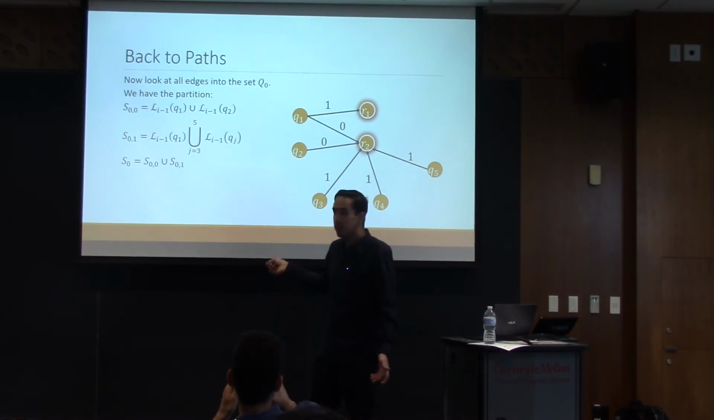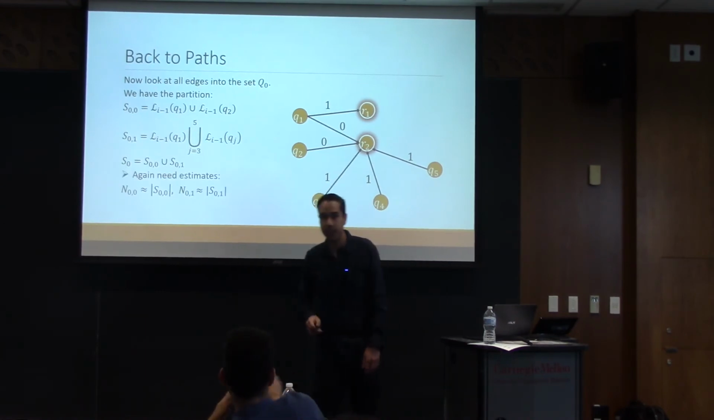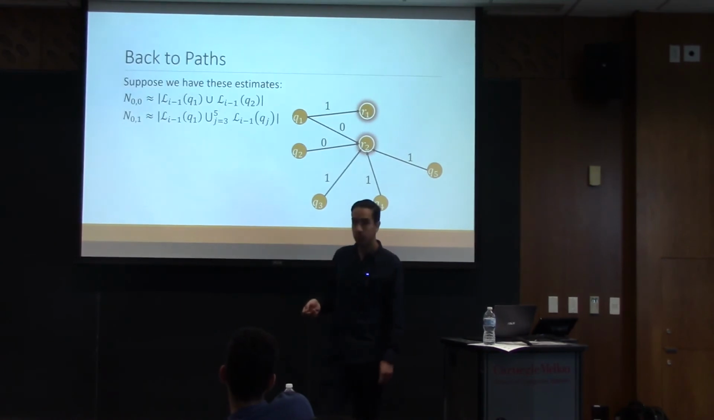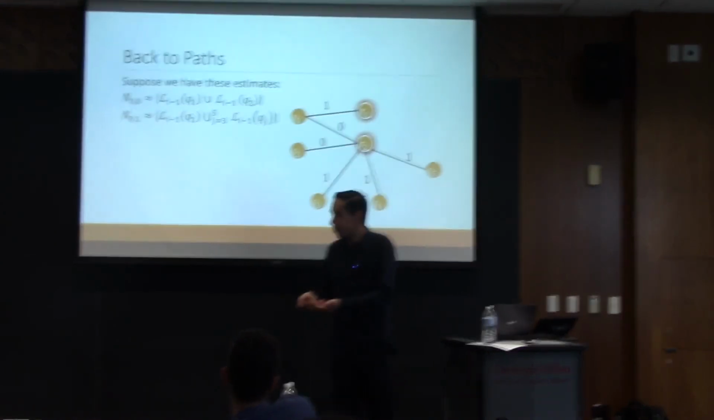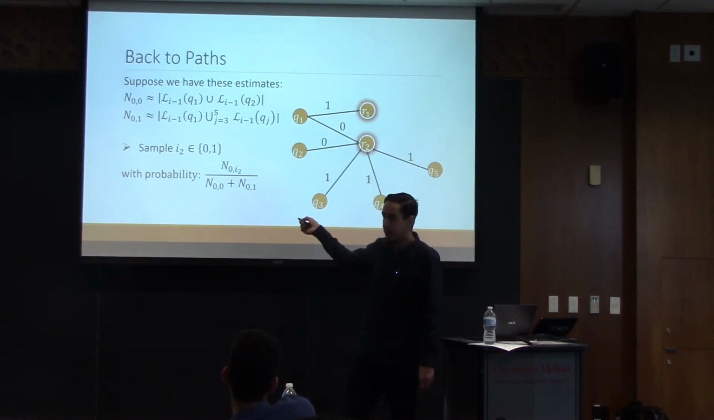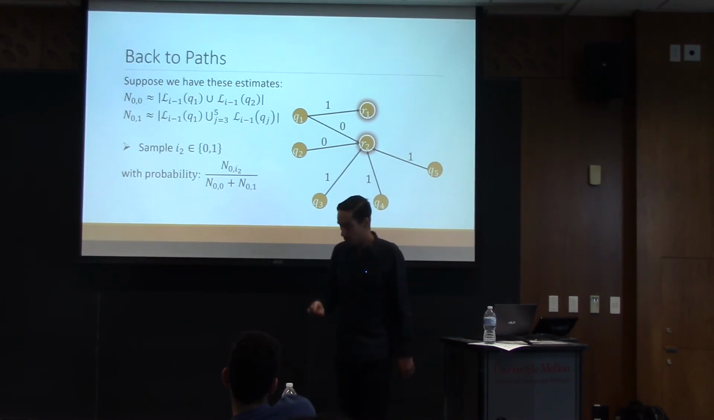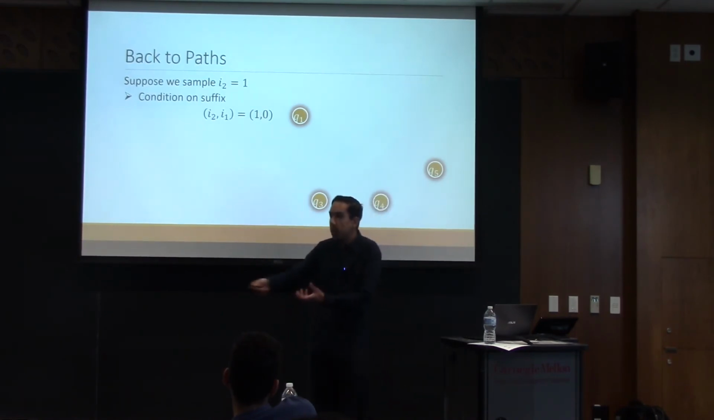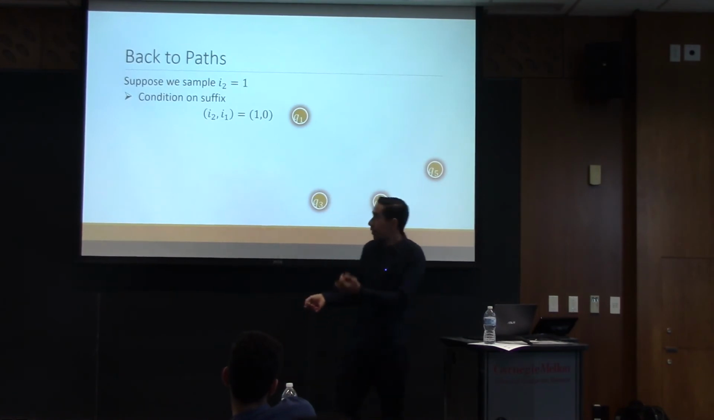So again, what do I need to do? I just need to estimate the sizes of these sets. So again, let's just assume that somebody gave me good estimates of the sizes of these sets. I flip another biased coin, and I choose the bit I2 between 0 and 1 with the right probability based on my estimates. So let's suppose that I chose the bit 1, that I flipped a coin and it landed heads. And now I'm going to condition on this suffix that I'm now growing. So now I condition on the suffix 10.